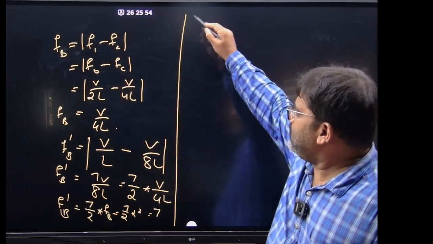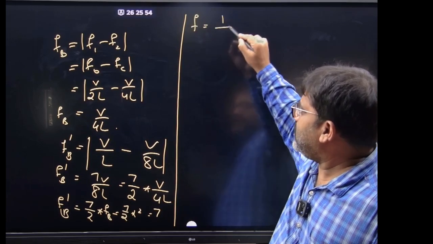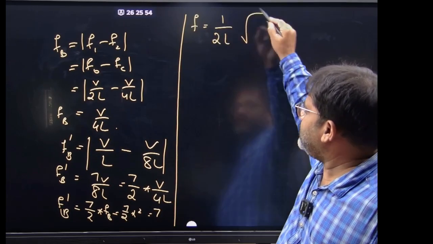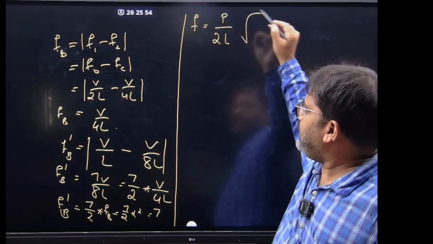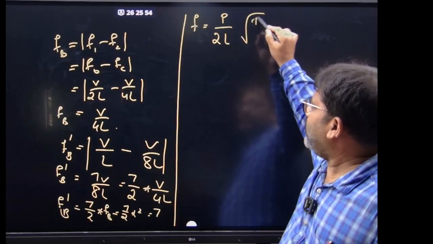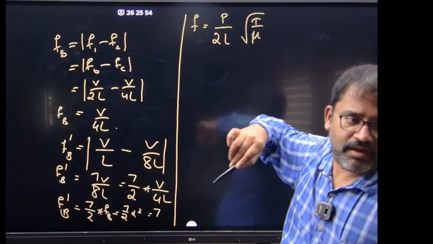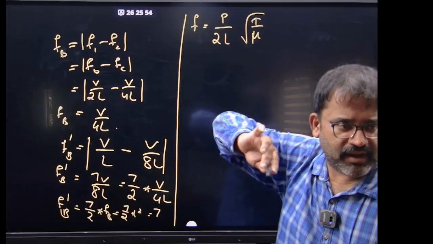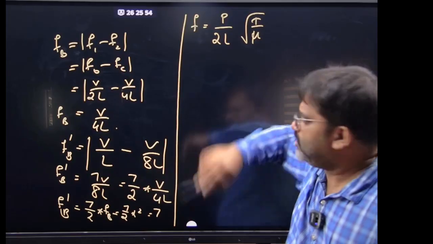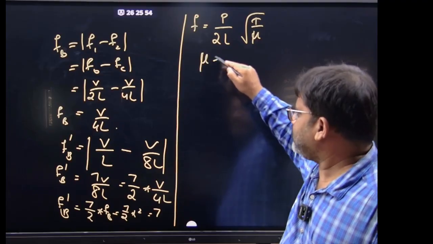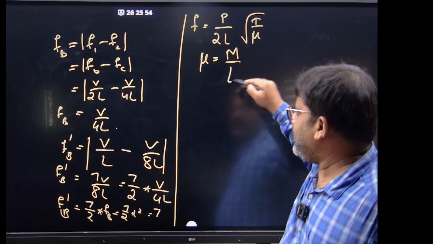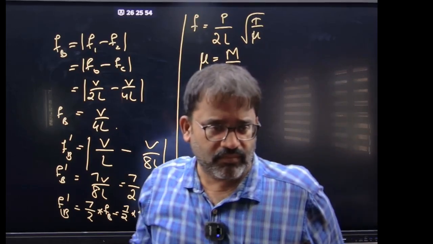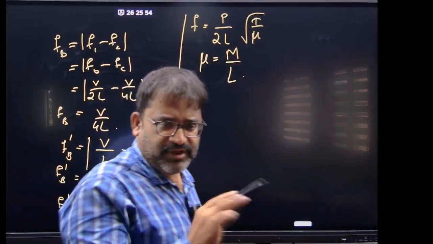Remember the formula that I'm going to make use of here. The formula is F equal to P by 2L into root of T by mu. Now, what is mu called as? It is called mass per unit length, so mu is nothing but M divided by L. Any doubts on this?